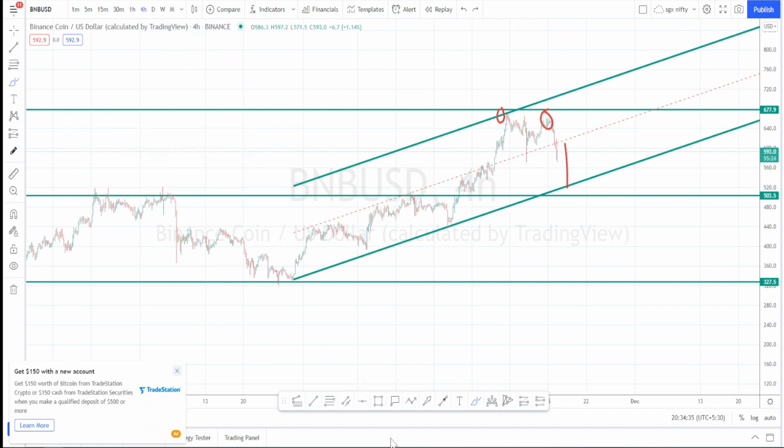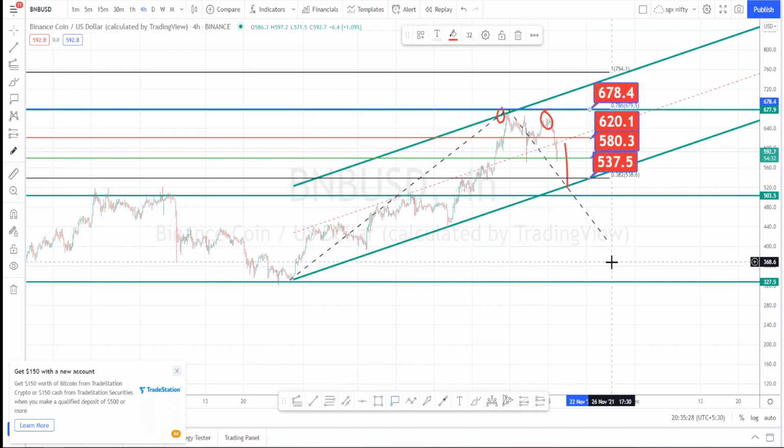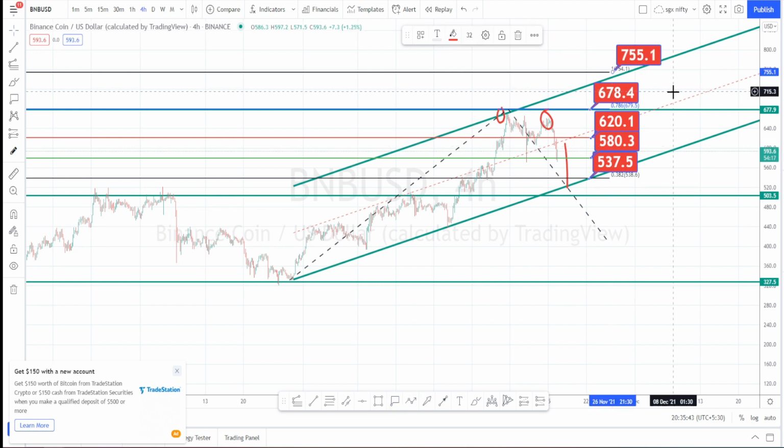Let us mark the support and resistance area. So bottommost support is going to be here, 537. Now presently it is testing this support level, which is around 580. Next level of resistance is going to be here, which is around 620, and next level of resistance, which is also presently acting as a resistance, 678. If it breaks this resistance, we can expect to make a new high, which is going to be around 755.